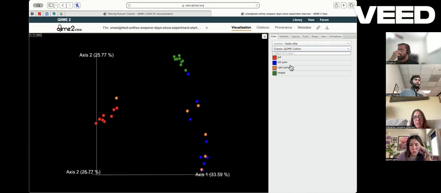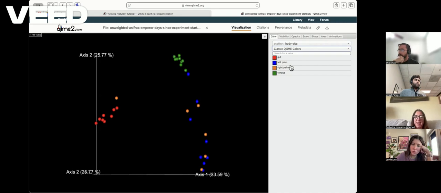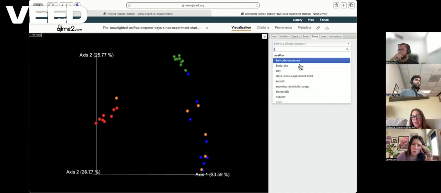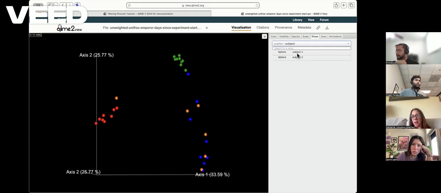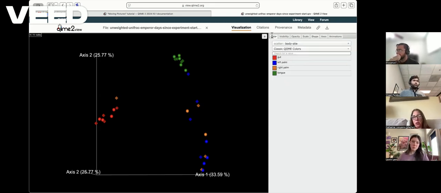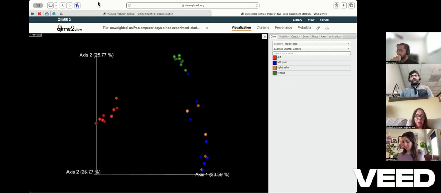And this is a simple way to see that even if I make the shape by subject, sphere and diamond, it's clustering by body site rather than person. So body site is more important than person. You have a clear divergence of the gut from the tongue, and the left palm and the right palm are largely overlapping with each other.